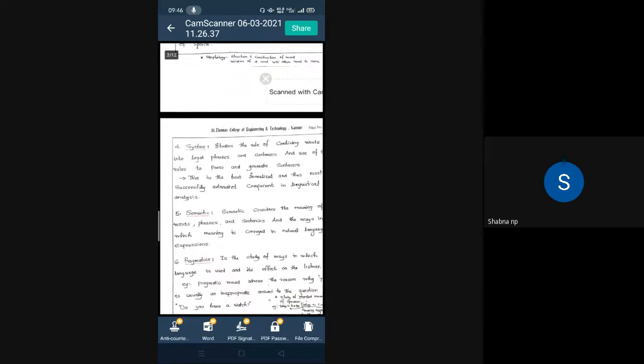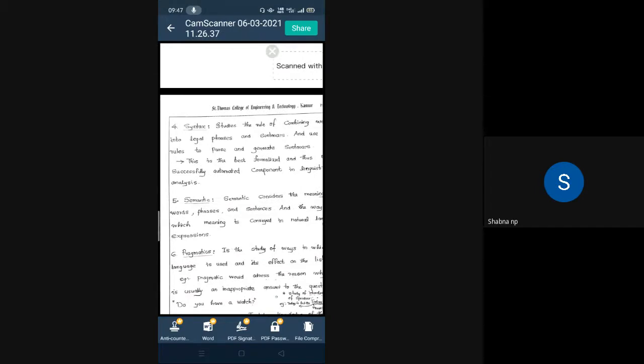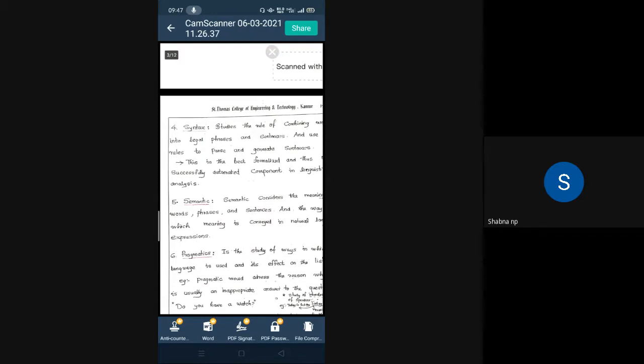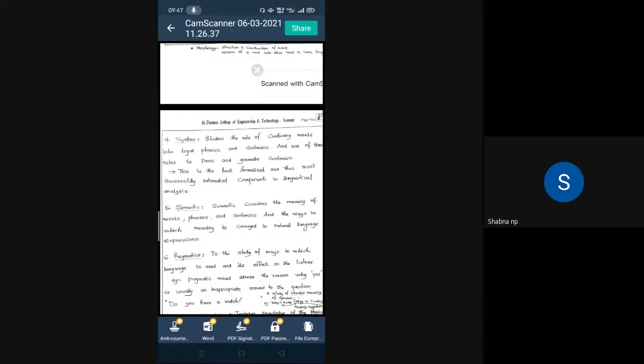Next is semantics. What is semantic analysis? It deals with the meaning. Semantic analysis always deals with the meaning of a language or the meaning of a sentence. So that is the fifth type of analysis, semantic analysis. It considers the meaning of the words, phrases, and sentences, and the way in which the meaning is conveyed in natural language expressions.